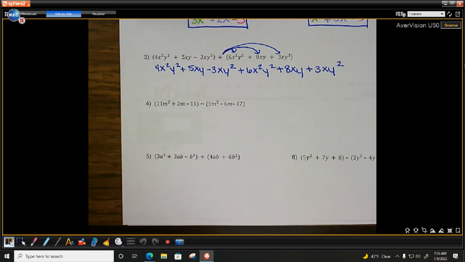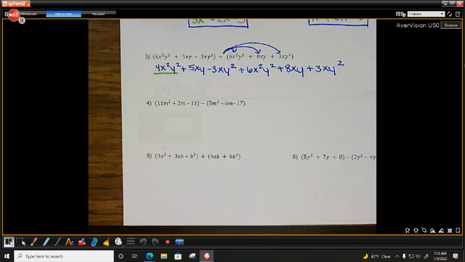Again, you cannot skip this step. This is not a super difficult concept. However, if you try to add and subtract the terms before you get rid of the parentheses, you're going to get the wrong answer most of the time. Okay? So don't be lazy. Don't skip that step. Now we're going to try to identify our like terms.